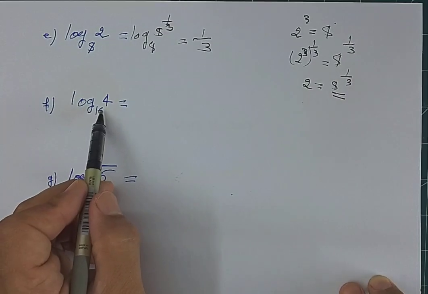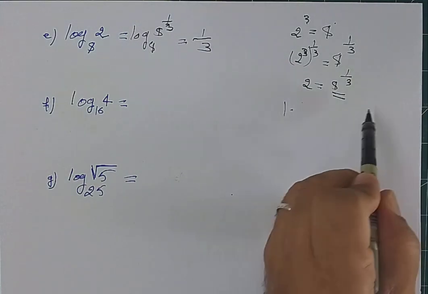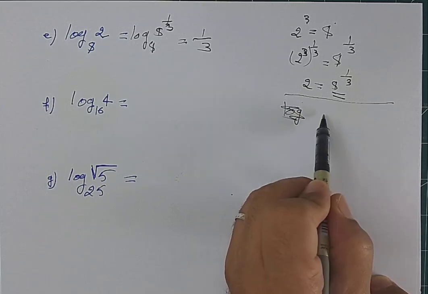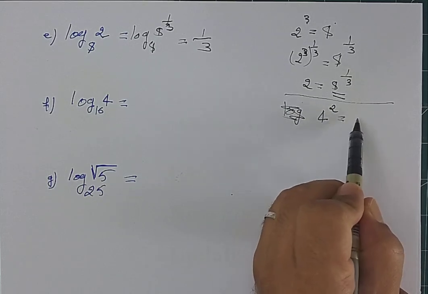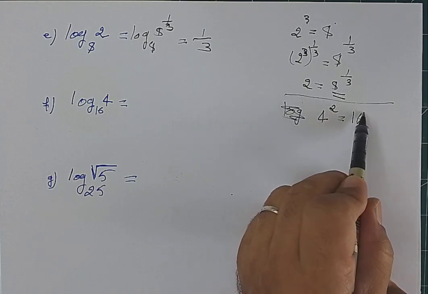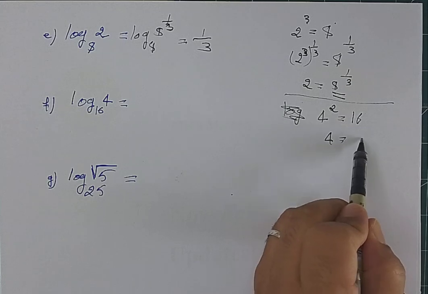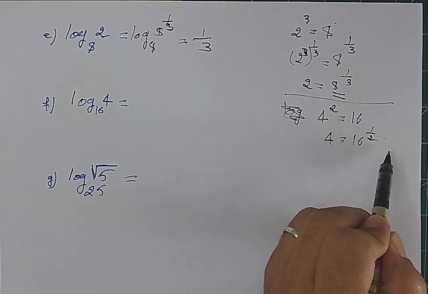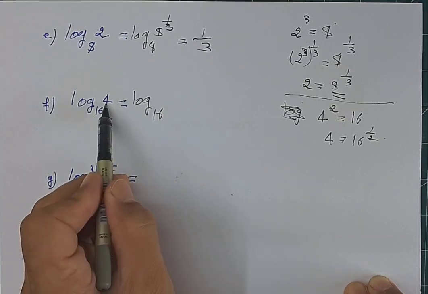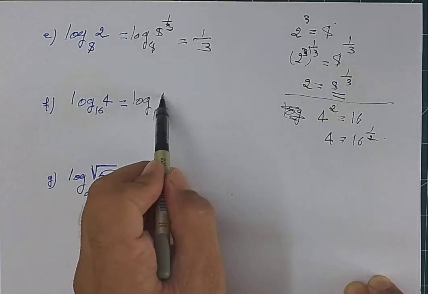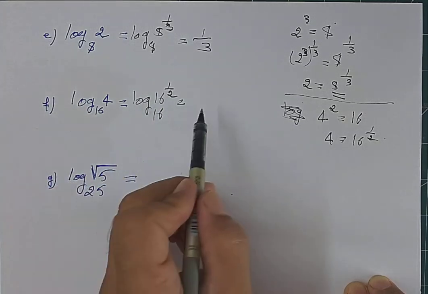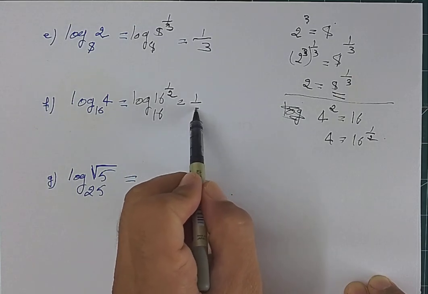The next, same thing here: I can separate this one. 4 squared equals 16, so I can move this power 2 to the 16, and it will be 4 equals 16 to the 1 over 2. So here we have log base 16: instead of writing 4, I write 16^(1/2). So the value of this logarithm equals 1 over 2.